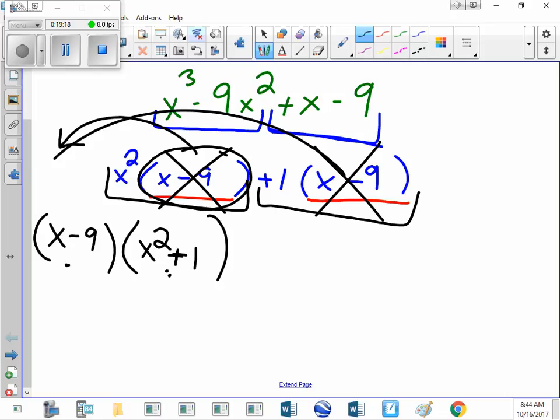Does x squared plus 1 factor again? Can I factor this? No, because is it a difference of squares? Nope, because it has an addition sign. If it was x squared minus 1, then I could factor it, but it's not. Okay.